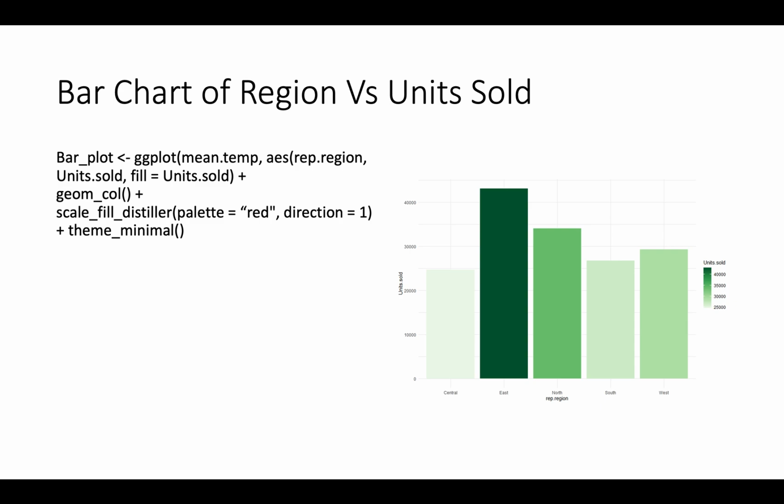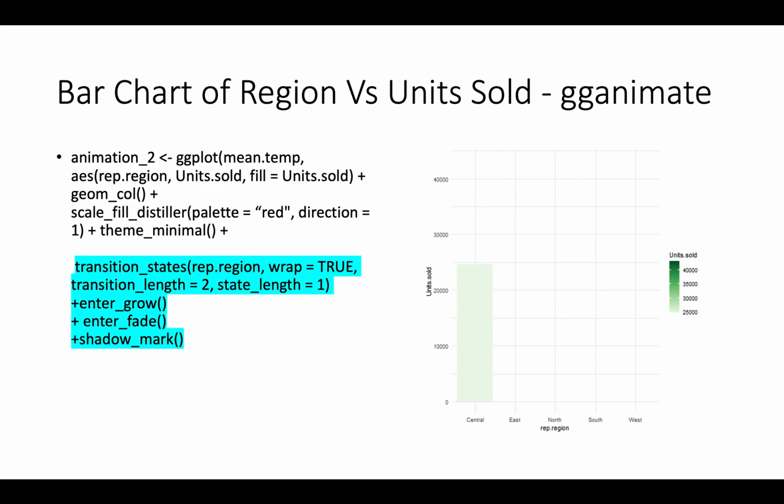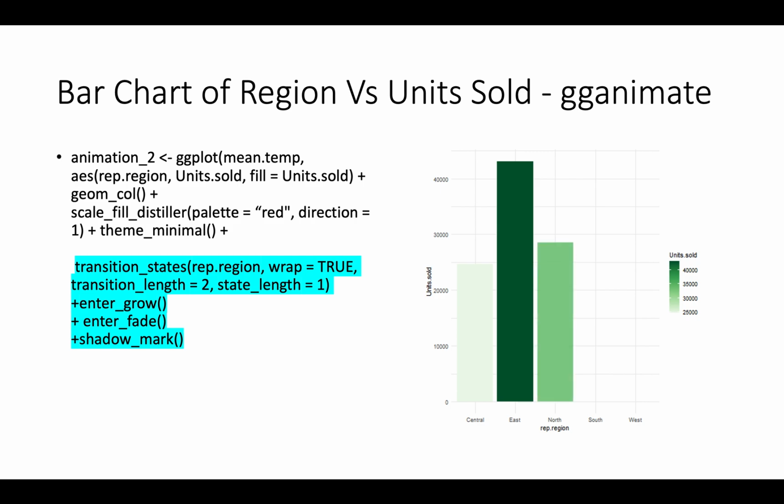This is a bar chart which displays the total number of units sold in a particular region. I've used ggplot to build the chart. The color in the chart displays the total number of units sold. I've added certain transition states along with enter and exit aesthetics. What enter grow does is it will set the element size to 0, making them gradually grow into existence.